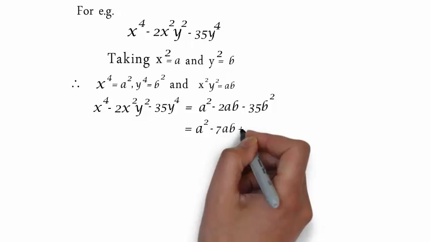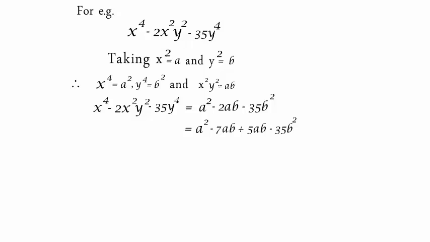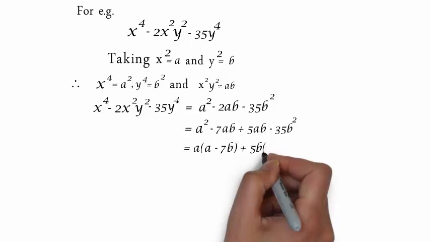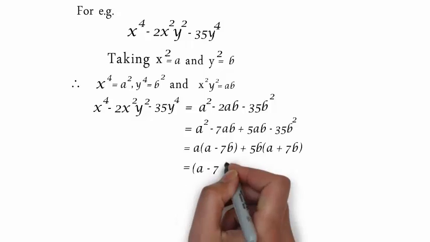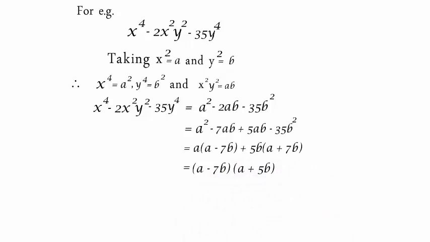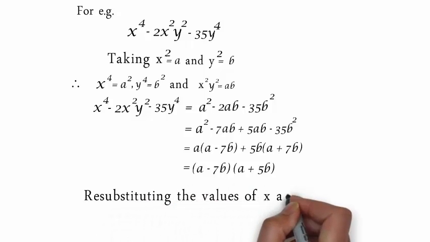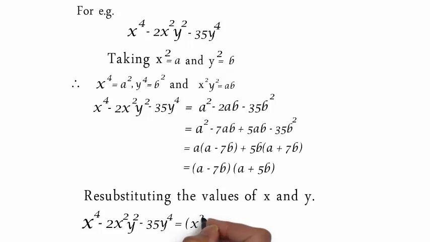a² minus 7ab plus 5ab minus 35b² equal to a into (a minus 7b) plus 5b into (a minus 7b), which is equal to (a minus 7b) into (a plus 5b). Resubstituting the values of x and y, x⁴ minus 2x²y² minus 35y⁴ is equal to (x² minus 7y²) into (x² plus 5y²).